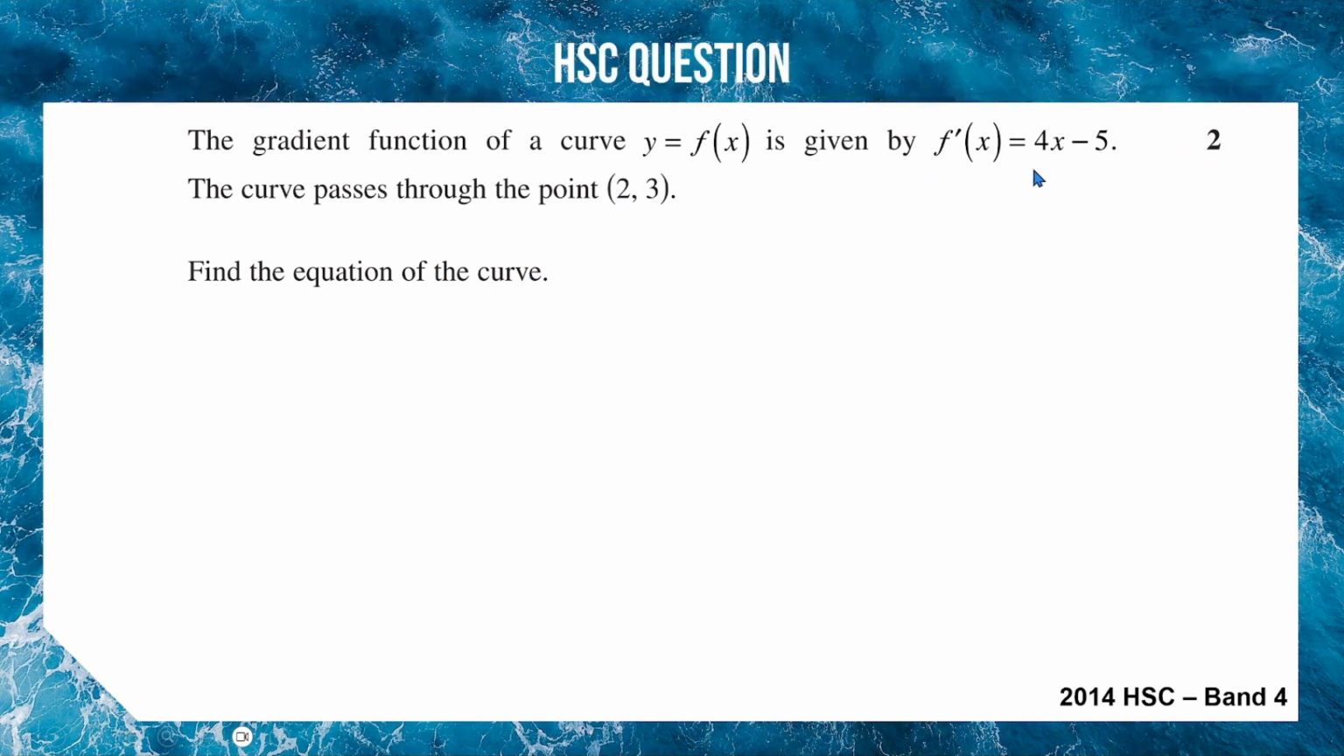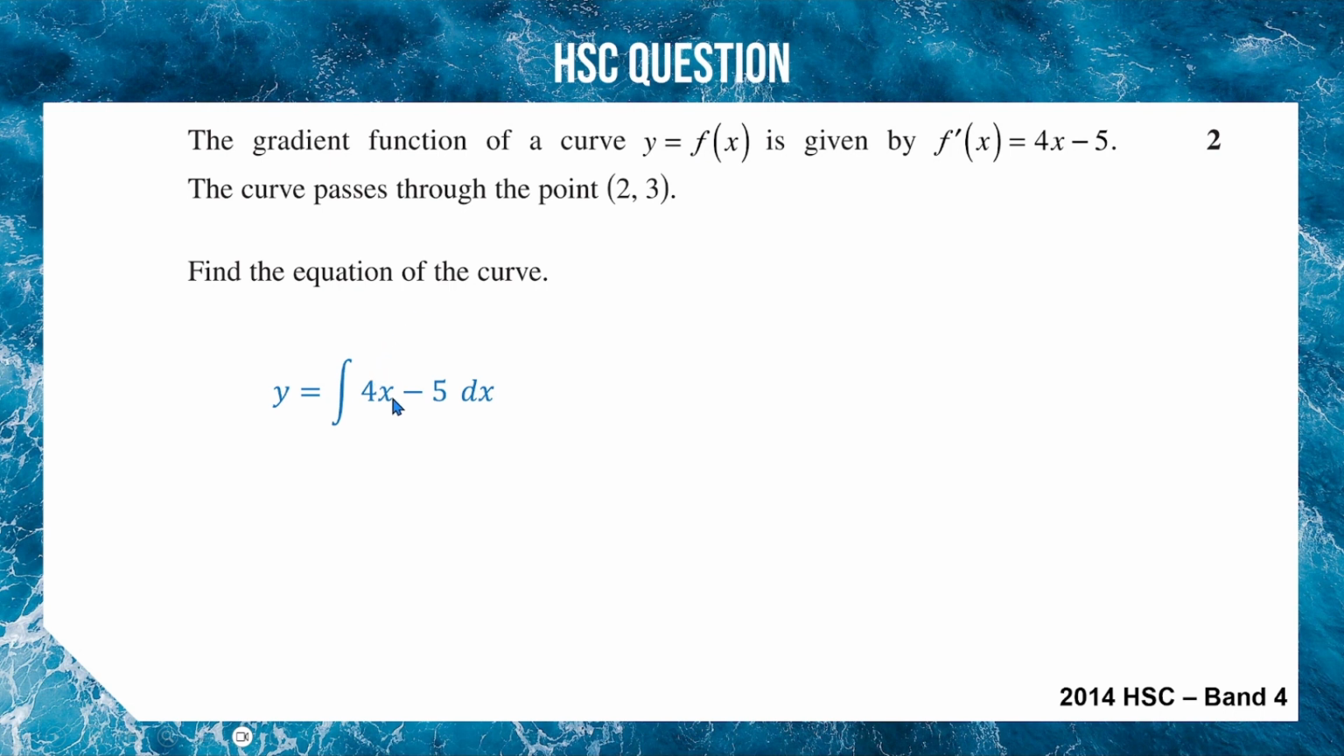Okay, so here we've been given the derivative of a curve, and we're trying to find the original curve. So we're trying to go from f dash x to f. Okay, so we're trying to do differentiation in reverse, which is integration. So to start off this question, we need to integrate 4x minus 5 like this. Integral of 4x minus 5 dx. That's going to get us back to the original function, which is f of x.